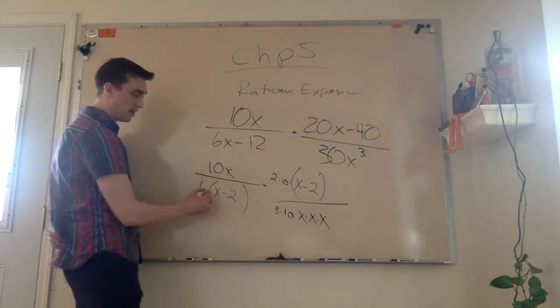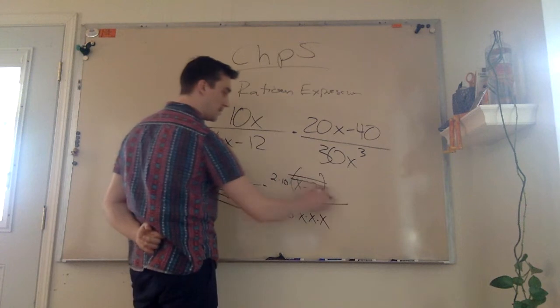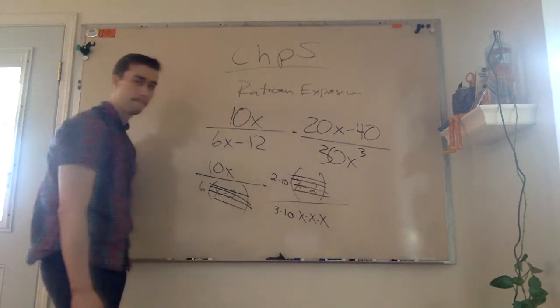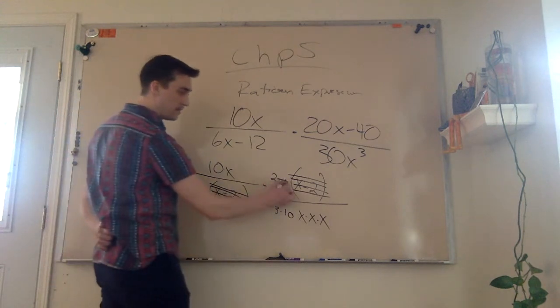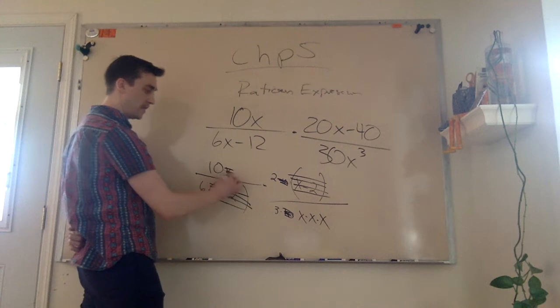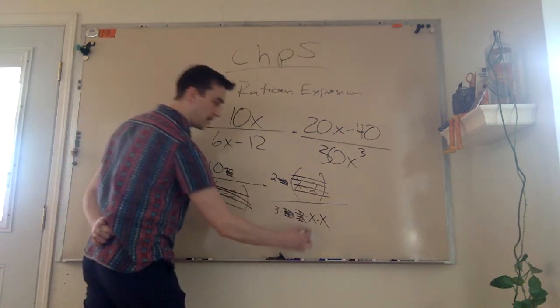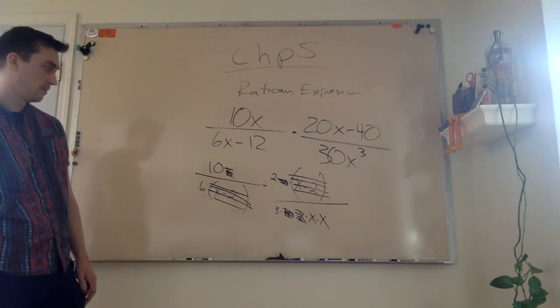Right now you can see, look, you have an x minus 2 on the bottom and the top, so that can be canceled. You got a 10 on the top and the bottom, so that can be canceled. One of these x's from the top and the bottom can be canceled. And now you can just look at what you have left.